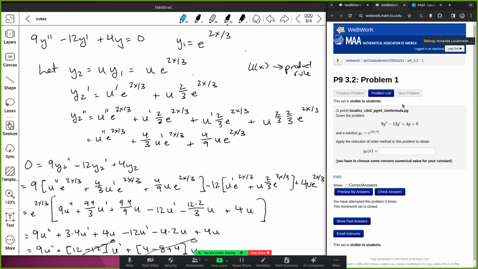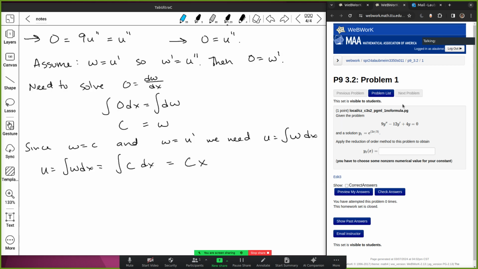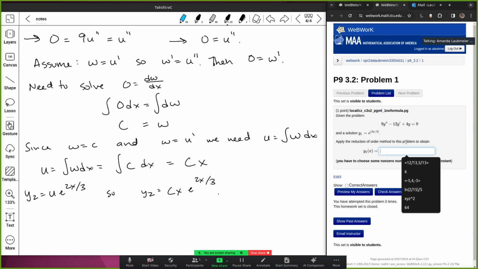It's something times x, and we wanted to find y2. So we're just going to go ahead and plug back into this formula right here where we assumed that y2 was u times e to 2x over 3. Or it's going to be cx e to 2x over 3. And that's actually as far as this problem went.